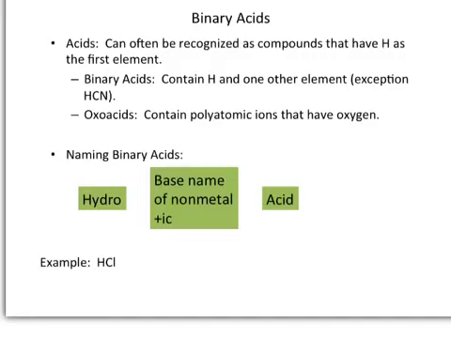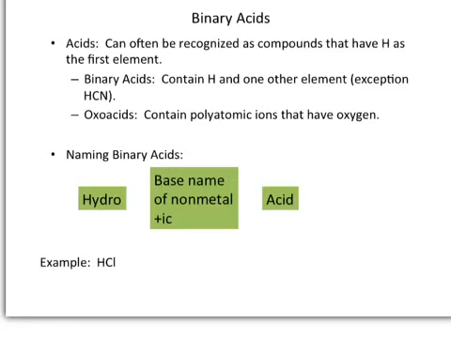In this video, we're going to look at naming binary acids. Now, in general, we can recognize acids as compounds that have hydrogen written as the first element in the chemical formula. As we continue on in general chemistry, and particularly when we get to organic chemistry, we'll find that we have acids that don't have the hydrogen written first. But for the first acids that you'll be introduced to, this will be the case.